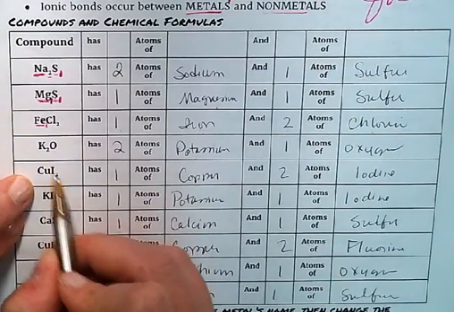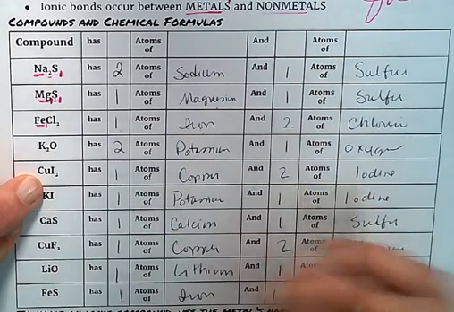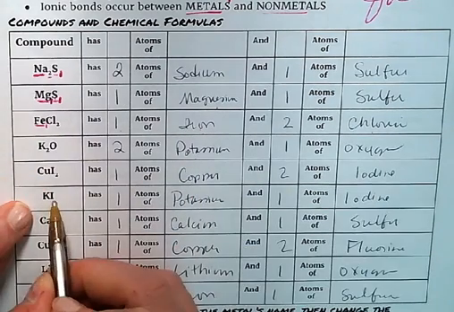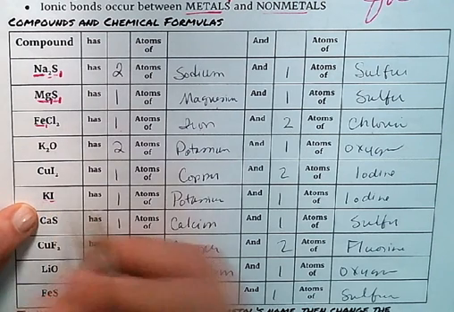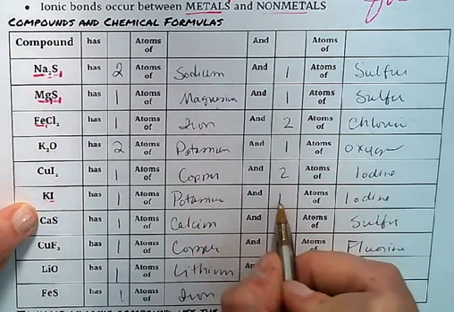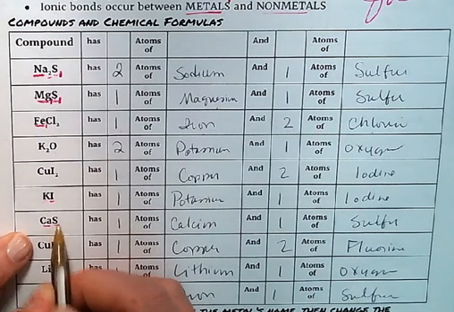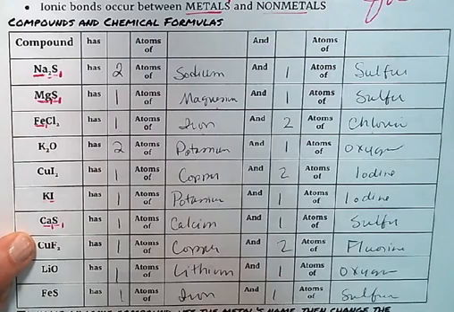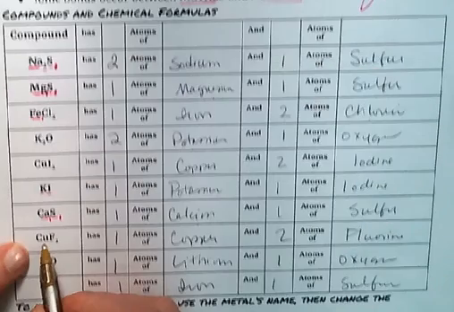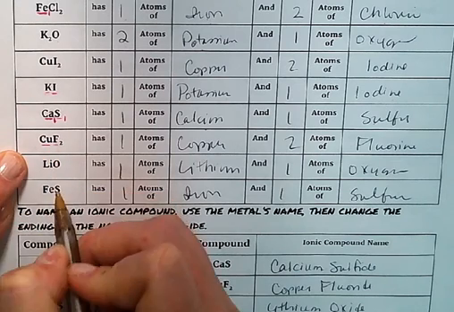CuI2, Cu is copper, so I have 1 of copper and 2 of iodine. KI, K is potassium, I is iodine. 1 and 1, 1 of potassium, 1 of iodine. Ca is calcium, S is sulfur, 1 and 1 because they don't have a subscript. 1 calcium, 1 sulfur. CuF2, move that up. Copper, fluorine, 1 of copper, 2 of fluorine.